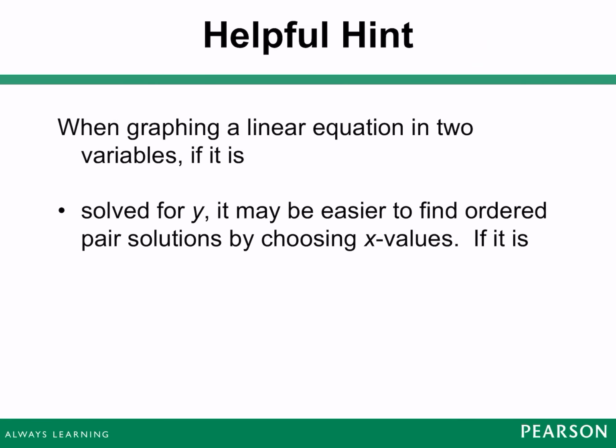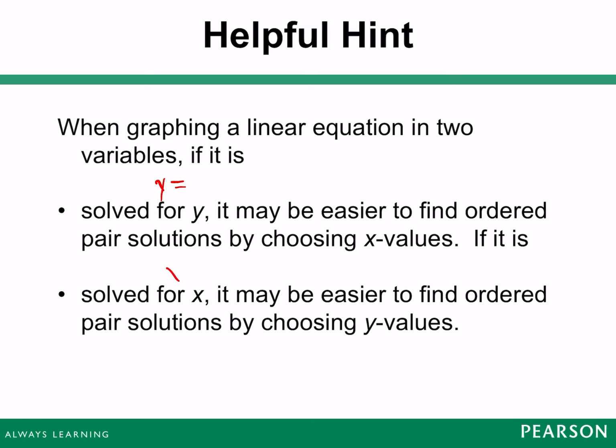Okay, this is lesson 5, part 3, I believe we're on. Helpful hint when graphing a linear equation in two variables. If it is solved for y, meaning it says y equals, it may be easier to find ordered pairs by choosing your x values. If it is solved for x, meaning it says x equals, it may be easier to find ordered pair solutions by choosing your y values. And we did that in the previous two examples.